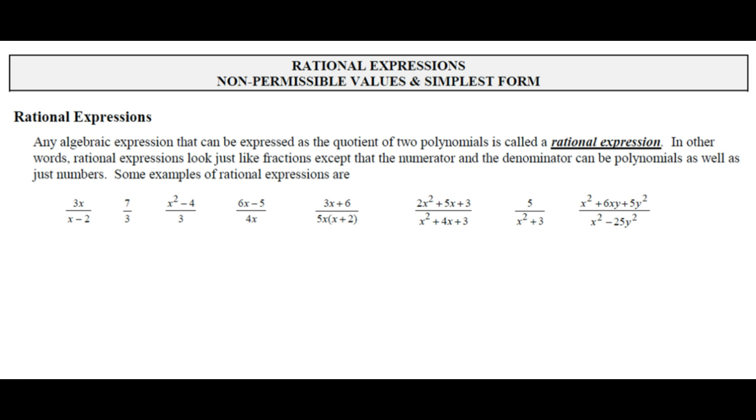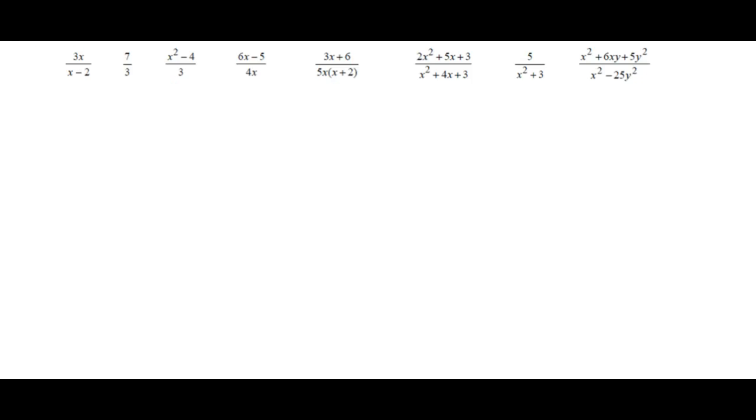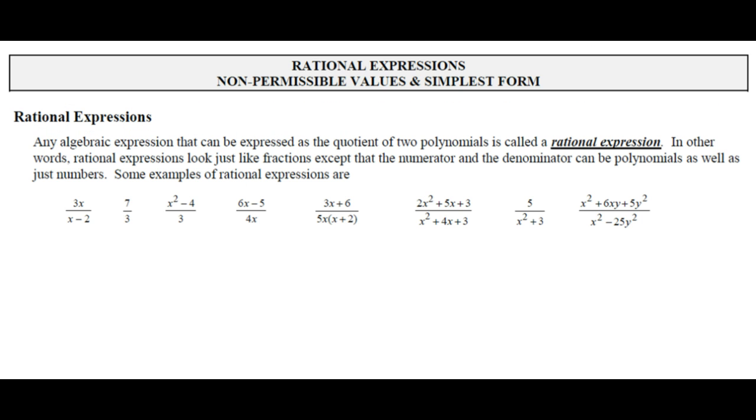But you can also have expressions. So 3x over x minus 2, x squared minus 4 over 3, etc., right? This is in a factored form. This is not factored, but should probably be, and we will be doing that in order to simplify this expression. These are not factored, but should probably be factored in order to get to simplest form, and so on, right? All right. That's that for that page.